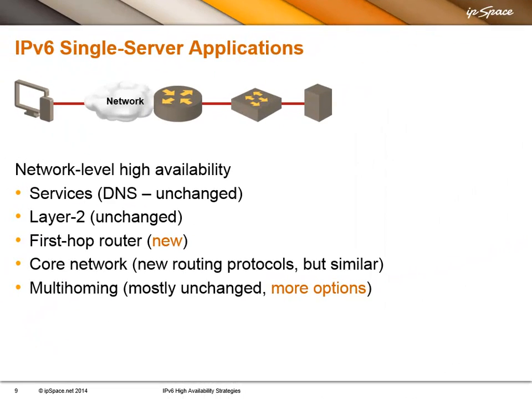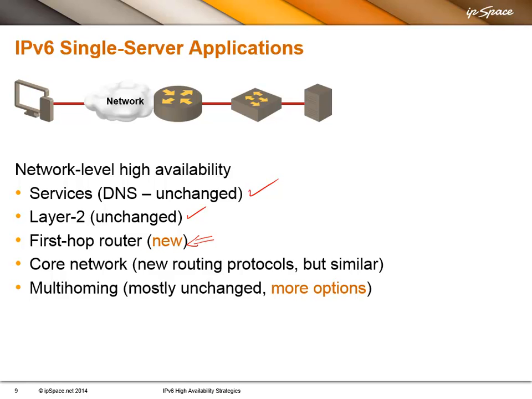Now, if the application is very simplistic and runs on a single server, then from the networking perspective, DNS services are unchanged. Layer 2 hasn't been changed by IPv6 at all. IPv6 is running over the same Ethernet as IPv4. There are some new first hop router protocols, and we'll go through those. Core network hasn't changed much. As I said before, OSPF version 3 is new. Apart from that, the routing protocols haven't changed much.